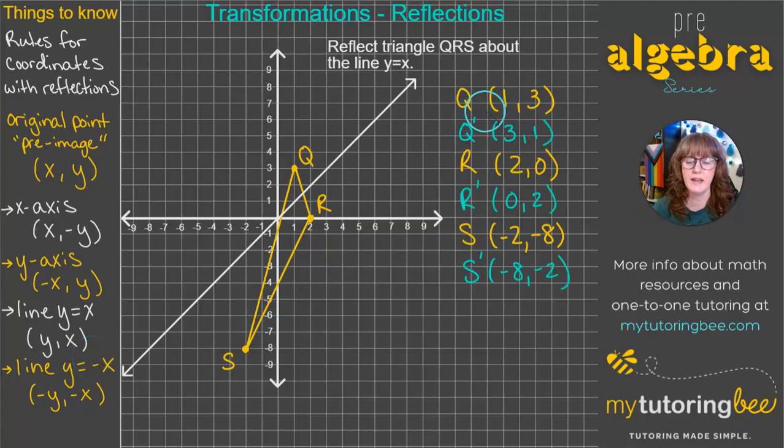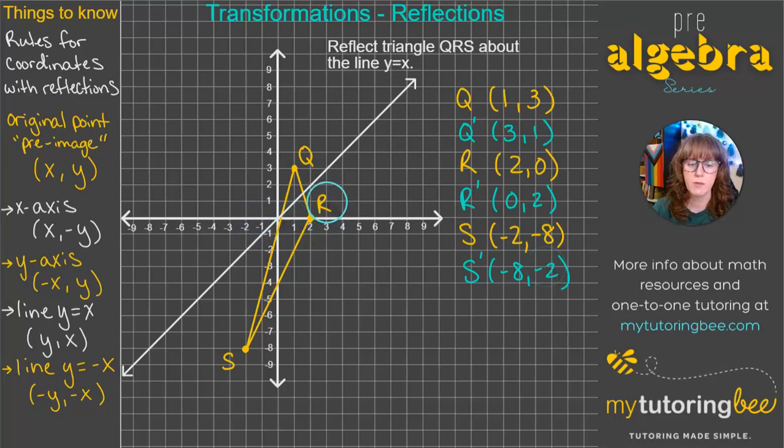Okay, so I went ahead and filled in those coordinates, just simply switching the x and the y values. Notice that the signs do not change. If it's positive, it stays positive. If it's negative, it stays negative. Let's go ahead and graph these and see what that looks like.